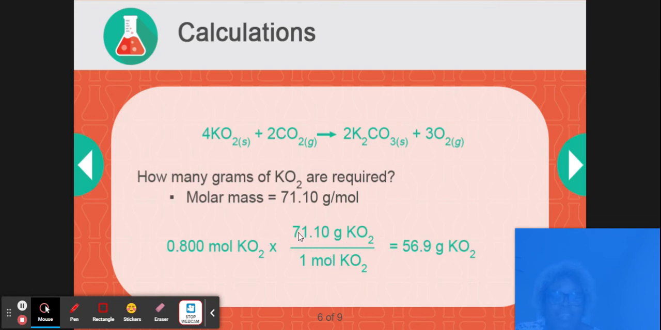We multiply the things that are on top and divide by what's on the bottom, but we just have a 1 there, so if you divide by 1, it's still the same. So we get 56.9 grams of KO2. Hopefully this is helpful as you're going through your calculations.